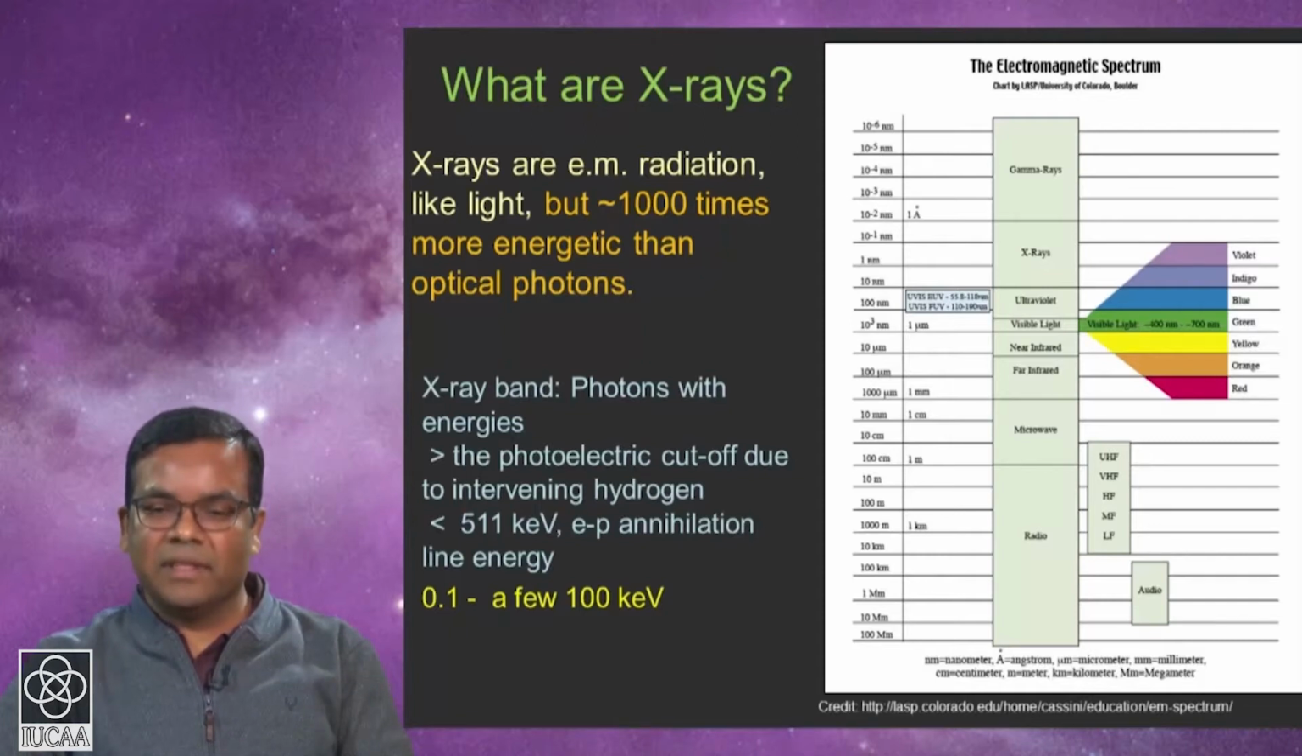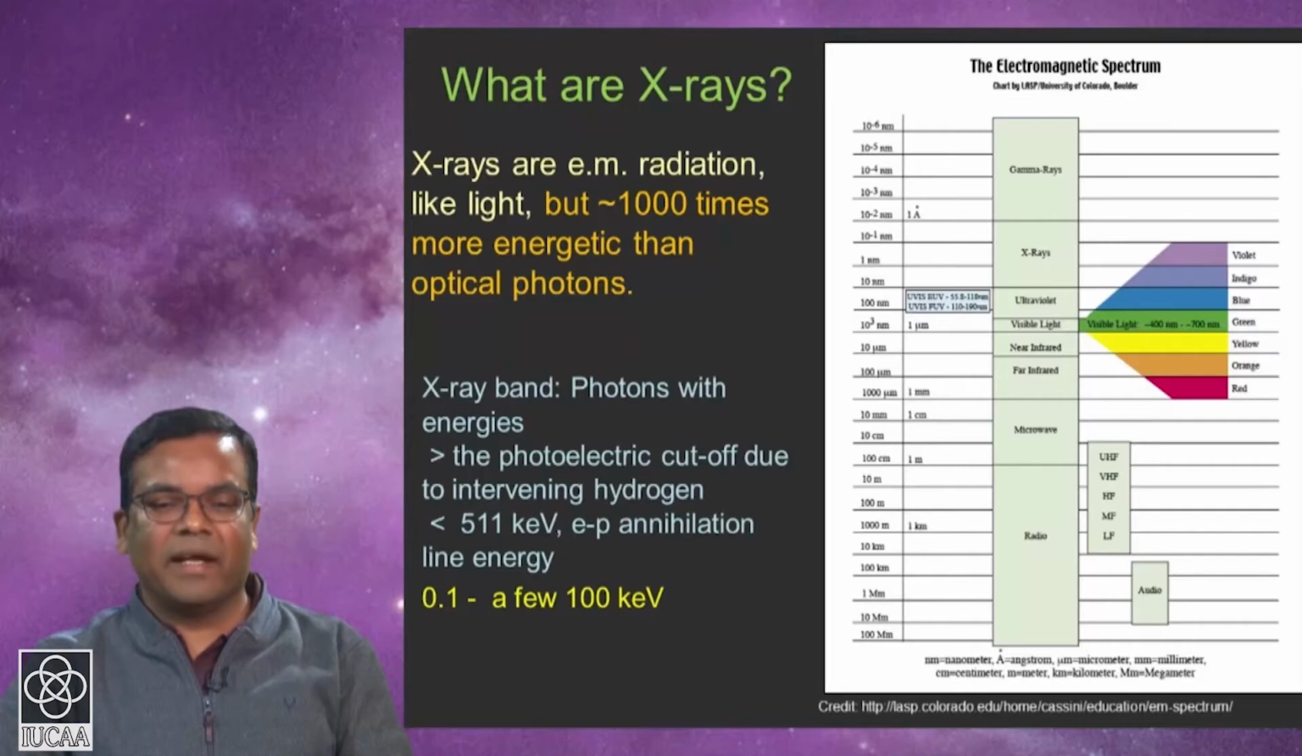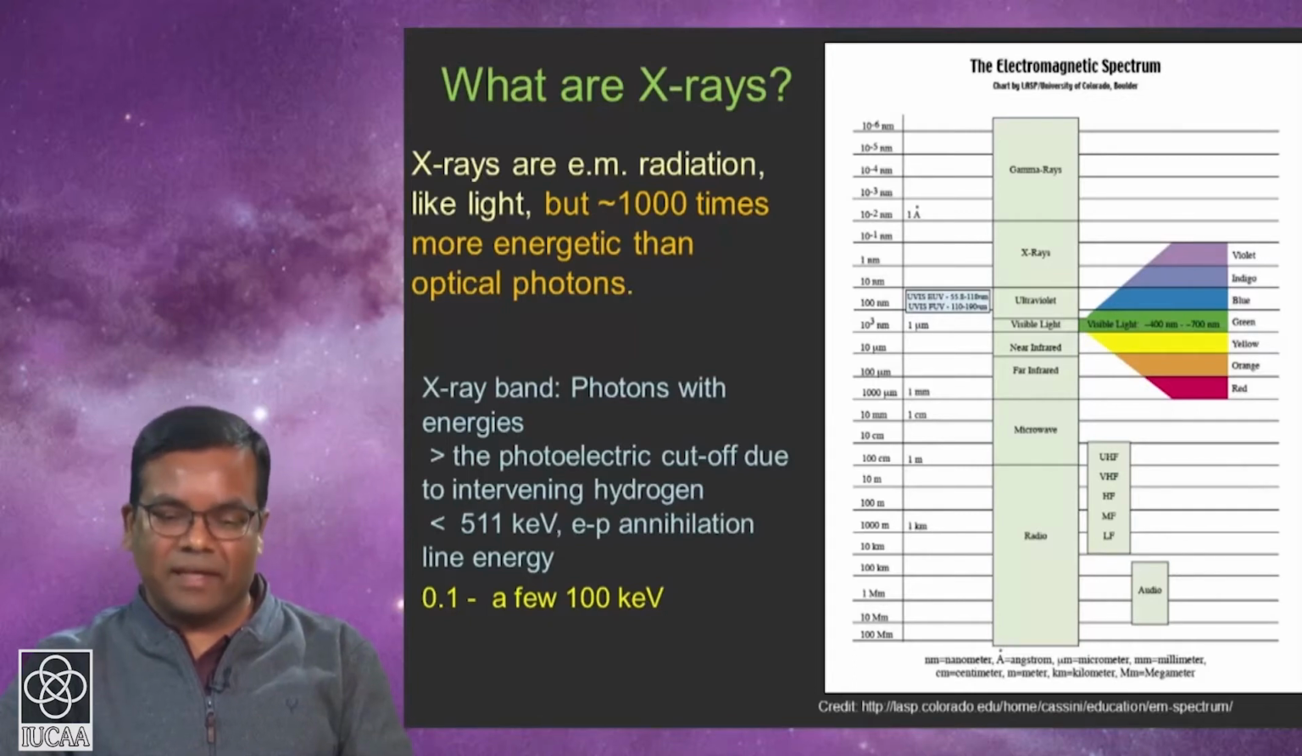In this picture, you see the visible band is a very tiny fraction of the entire electromagnetic wave band, while X-rays cover a large fraction of this electromagnetic wave band, and hence it contains lots of information as well.